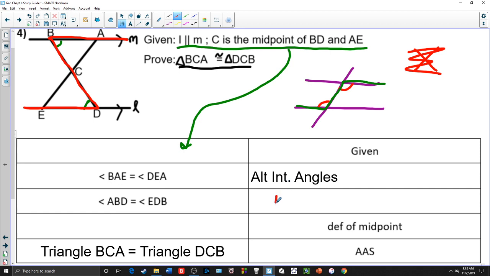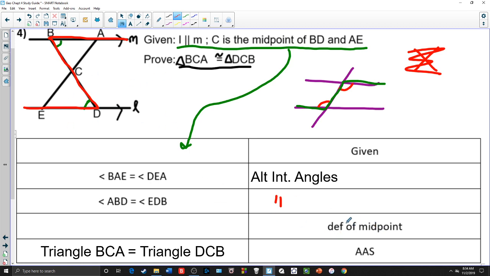So I'll do my ditto marks here. So that's also alternate interior angles. For those of you that don't know, this is a ditto mark, which means take the reason above it, which just saves yourself some writing. So we have alternate interior angles for these two. We have alternate interior angles for these two, because again, they both form a Z pattern.